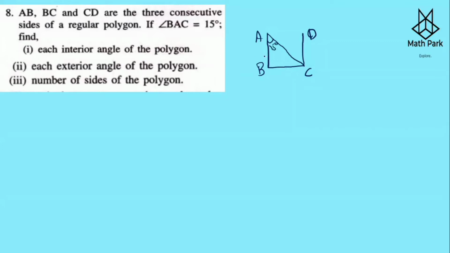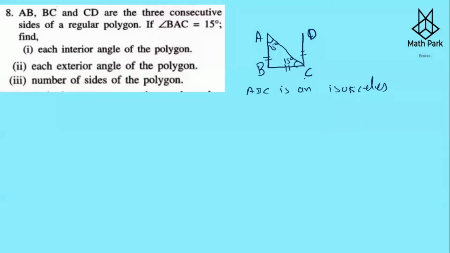And they say it is a regular polygon. That means each of these sides are equal. So if each of these sides is equal, we get ABC is an isosceles triangle. So if it is an isosceles triangle, angle A is equal to angle BCA. So we get this as 15 degrees.